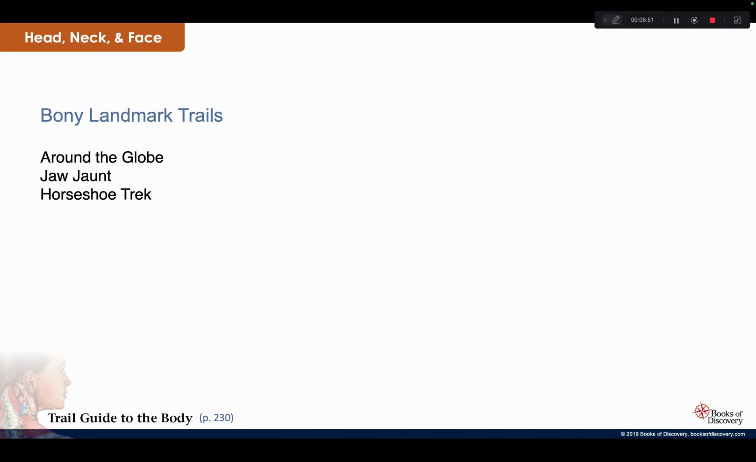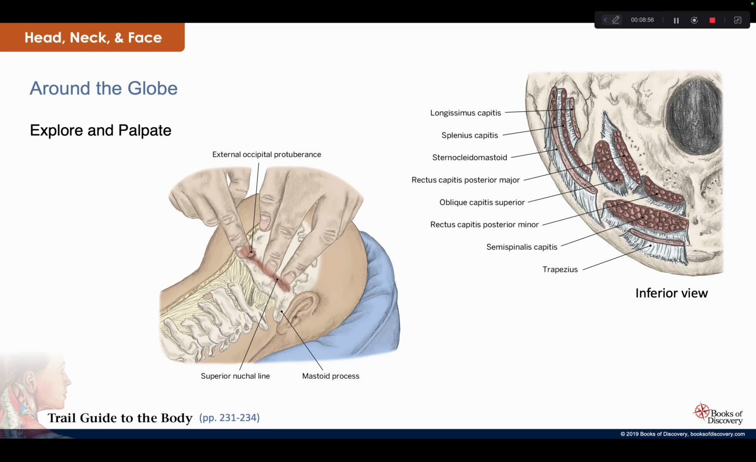Right, let's do some bony landmark trails. The book likes to call things fun names, so this is around the globe. This is specifically palpating the superior nuchal line and the occipital protuberance on the base of the skull. You can also run your fingers down towards the earlobe and try to find the mastoid process.